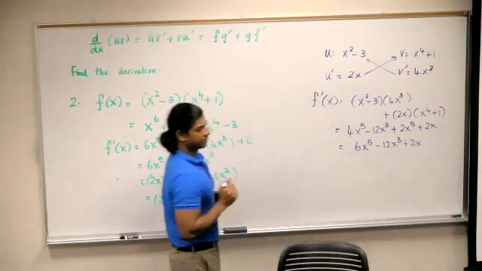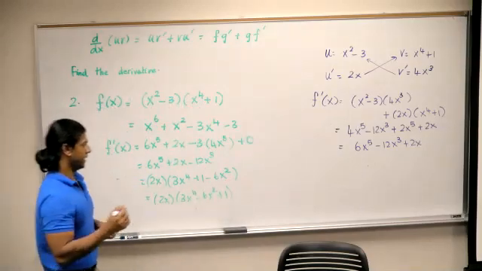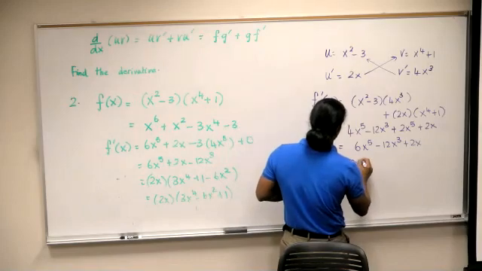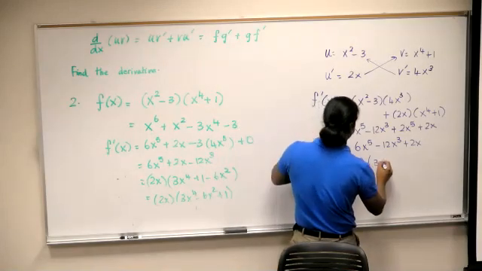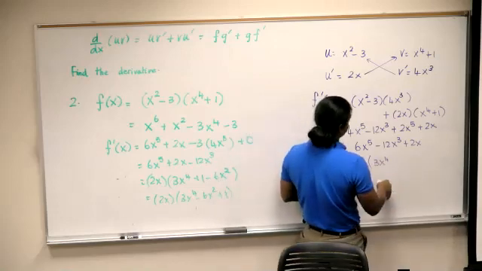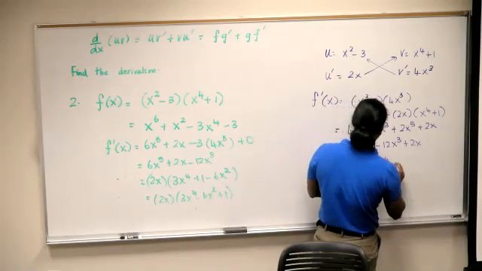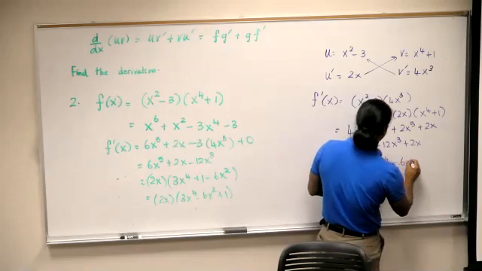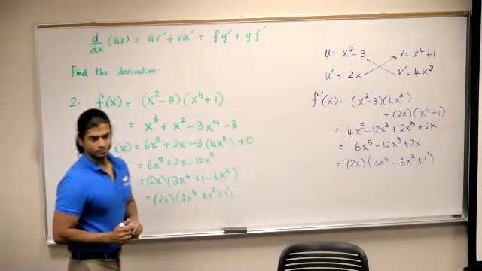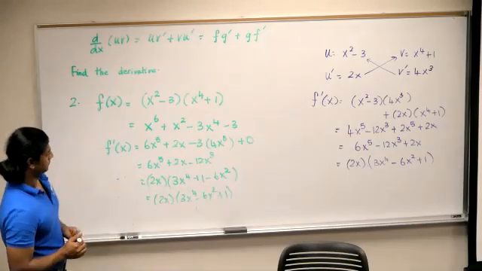What do we have in common? 2x. If I pull that out, I would have 2x multiplied by 3x raised 4 minus 6x squared plus 1. Will this always work well?